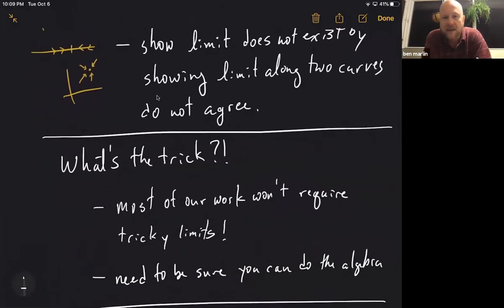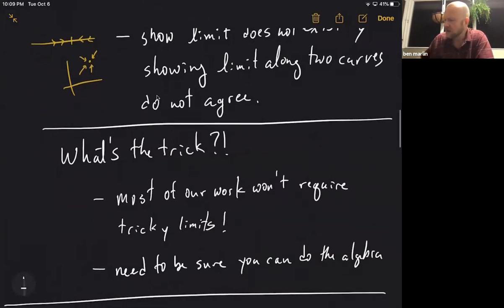So, what's the trick? Sounds like I'm saying most of what we're going to do is look at graphs. The trick is that most of our limit stuff really isn't going to require quite such tricky stuff as what we do here. But we need to realize that there are some exceptional cases, and we need to try to see if we can do the algebra in order to prepare for them, right?